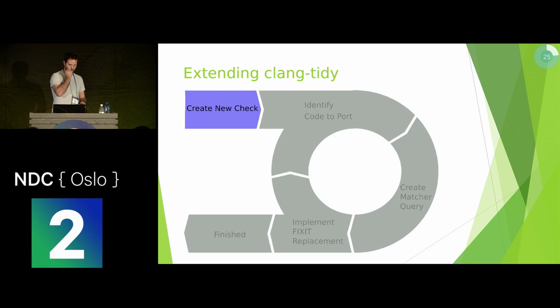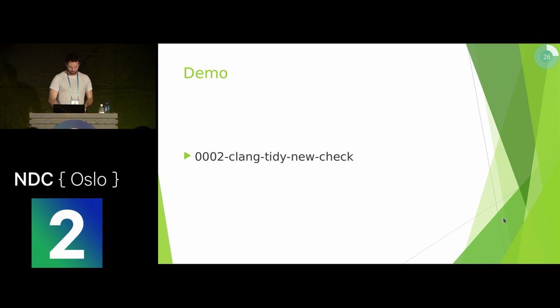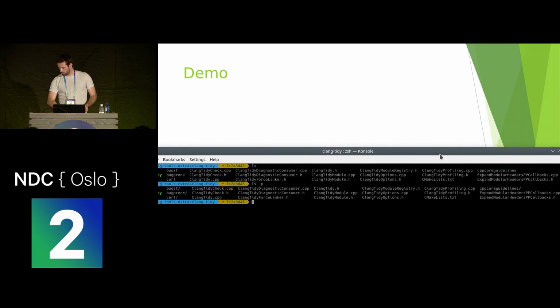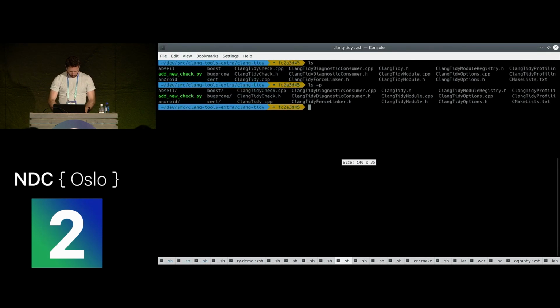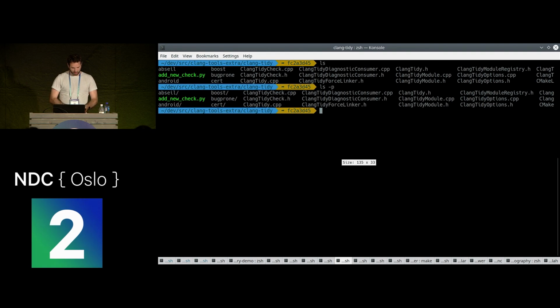So creating a new check is very easy. What you do is you go to the clang-tidy source directory, because you're going to build that anyway. And you need to run this script, add new check.